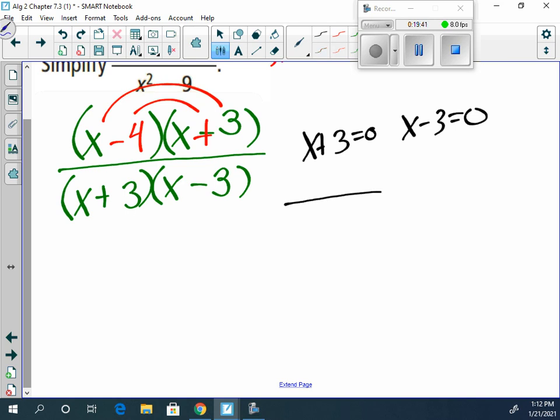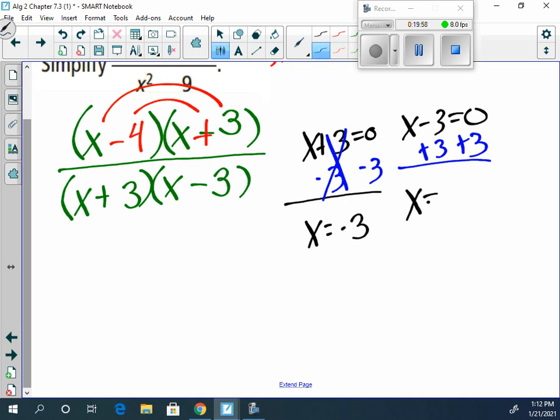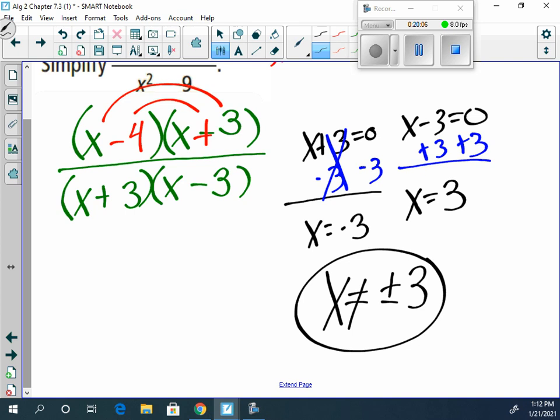So in our first one here, we would subtract 3 from both sides, telling me that x is equal to negative 3. And over here we would add 3 to both sides. It would tell me x is equal to positive 3. So here we cannot have x equal to plus or minus 3. We can't have either one of those restrictions.